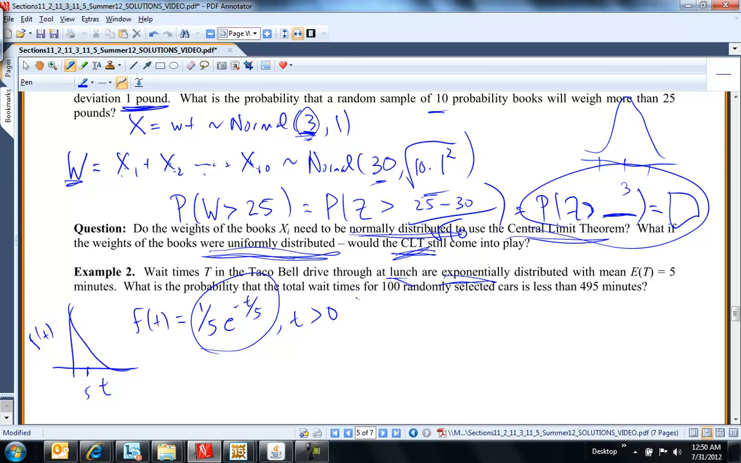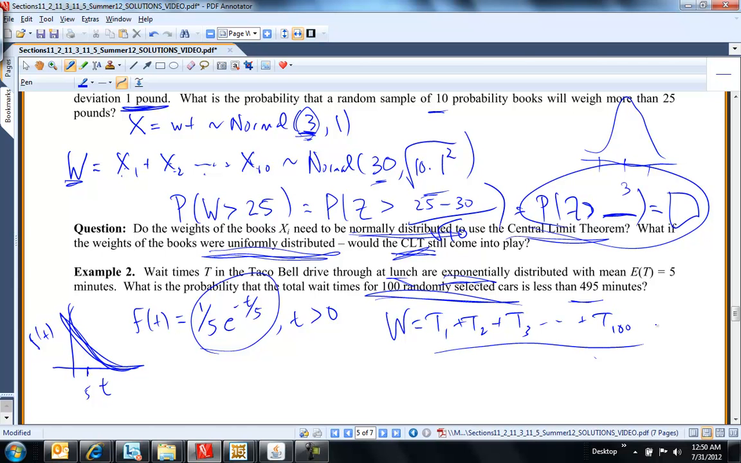What's the probability that total wait times for 100 selected cars is less than 495 minutes? I know that's kind of a crazy question, but each driver we expect to have this as their distribution, about 5 minutes. So if I add together 100 wait times, so this is a wait time for car 1, wait time for car 2, wait time for car 3, wait time for car 100, if I add 100 exponentials together, for sure it's normal. So we're going to say that's normal.